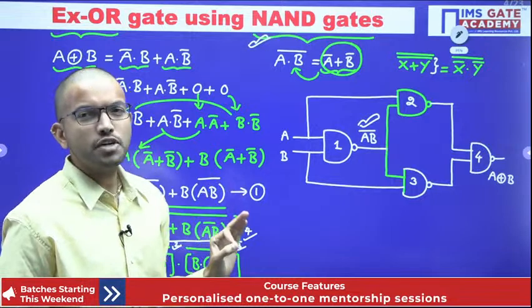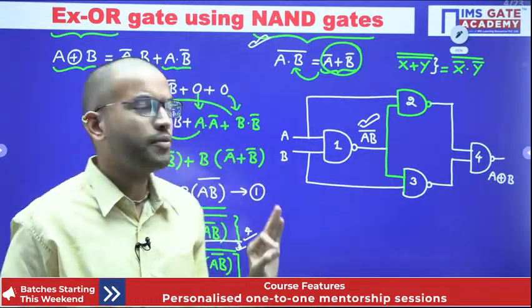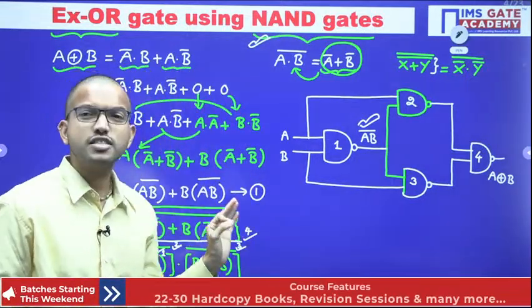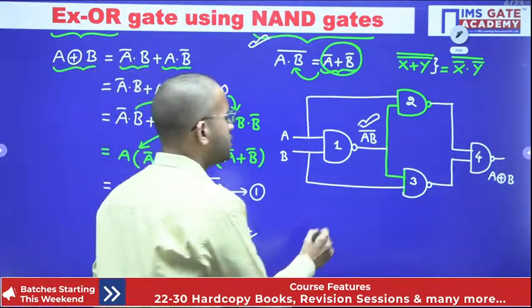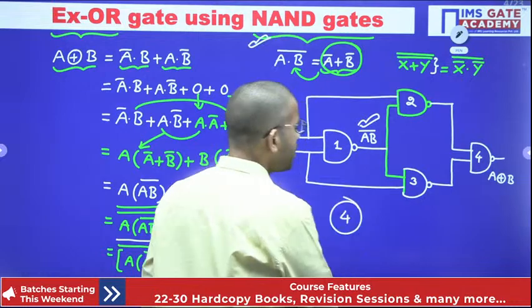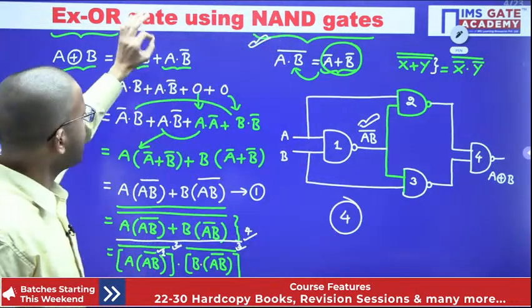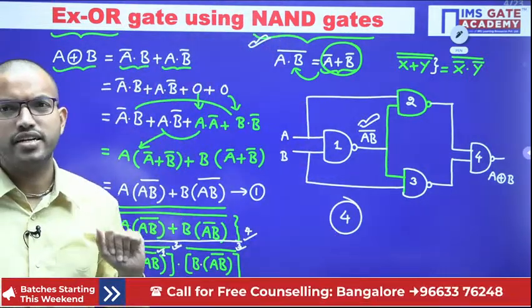In the GATE exam, they always ask about logic gates, always the minimum number of gates. If they ask for the minimum number of gates, obviously 4 is the correct answer. Of course, we can implement the same A XOR B with the help of 5 NAND gates.